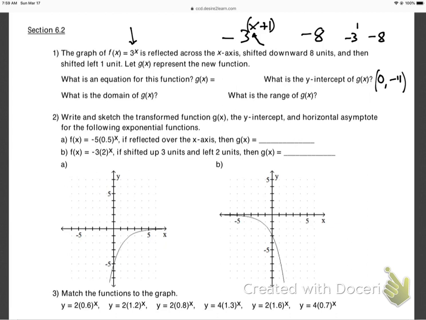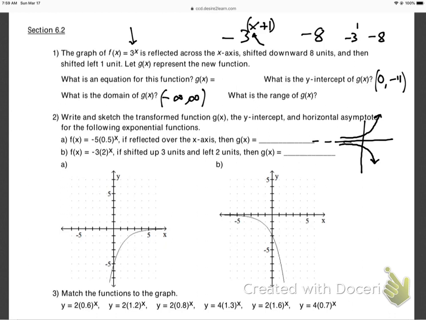The domain of all these exponentials is actually negative infinity to positive infinity, no matter where you move them, okay? But the range of this, if I flipped it upside down, remember, here was the original, something like that. If I flipped it over the x-axis, it'll look like that. If I then move it down 8 units, now what's going to happen is this.